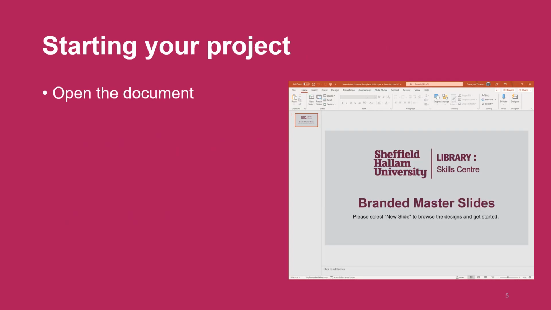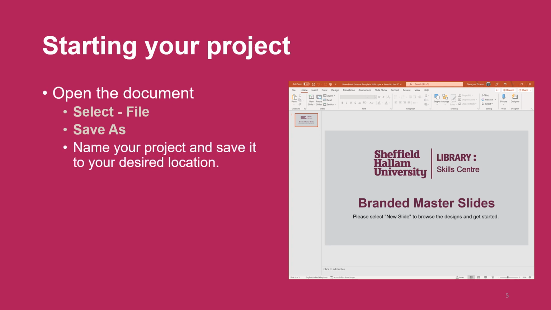Once you've downloaded the PowerPoint and saved it to your computer, open the document and go to File and Save As. Name it your project title and save it to the desired location.